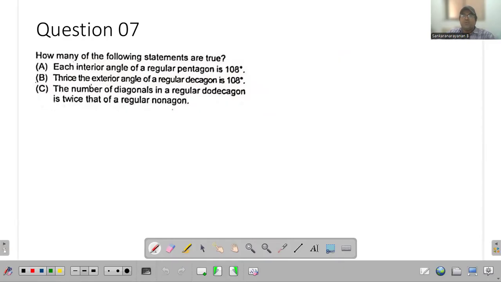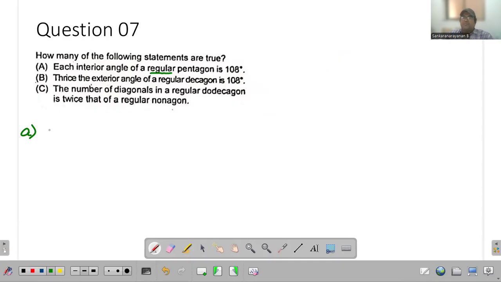How many of the following statements are true? That is the question. So A, B, C, three conditions are given. Let's look at A. Each interior angle of a regular pentagon is 108 degrees. It is given that it is a regular pentagon. Okay, so all the internal angles will be equal in measure.